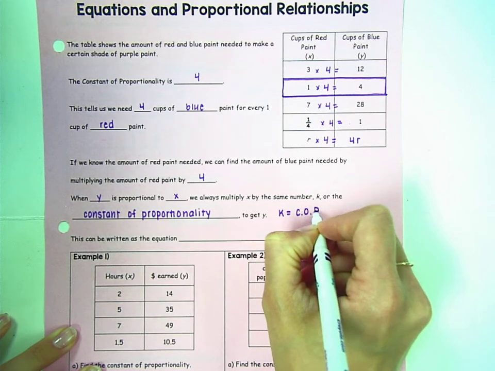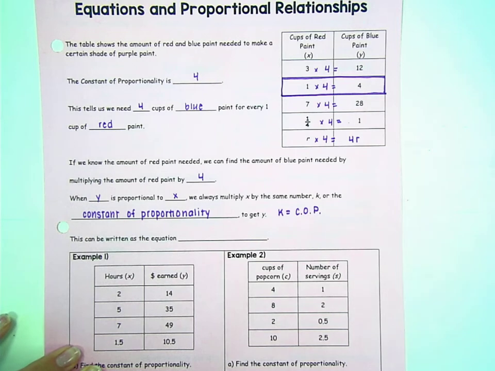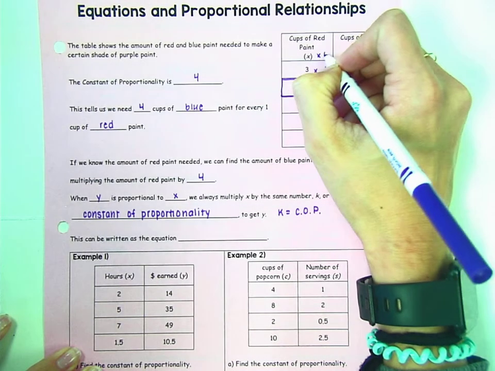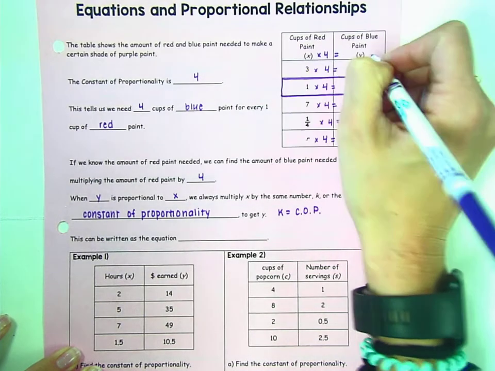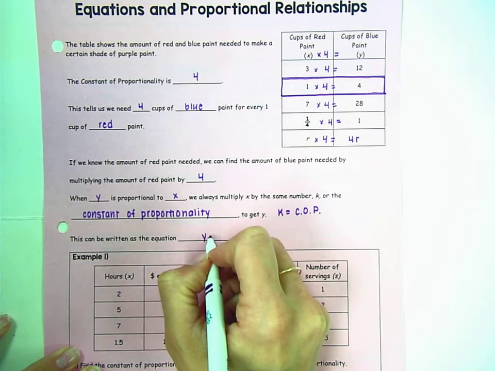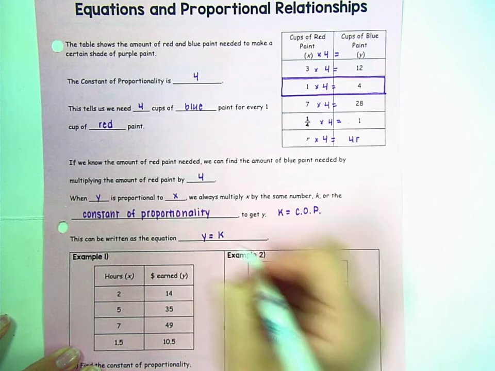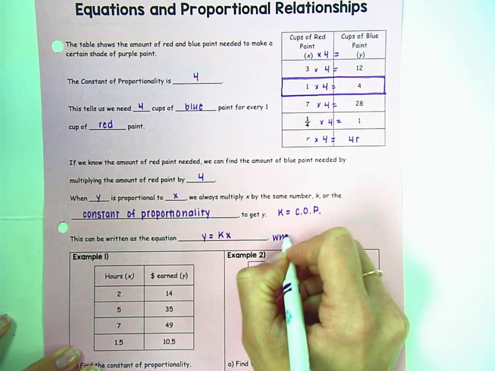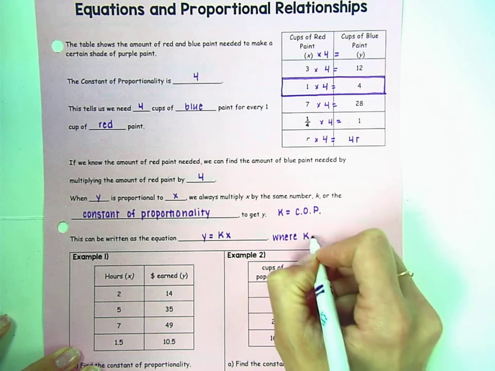Okay. So this can be written as an equation. What we're trying to accomplish here is, no matter what x value we have, how are we going to get the corresponding y value? So for all of our x values, we multiplied by 4. So x times 4 equaled our y value. So this equation is y is equal to k, our constant of proportionality, times x. And again, reminding you, k is equal to that constant of proportionality.